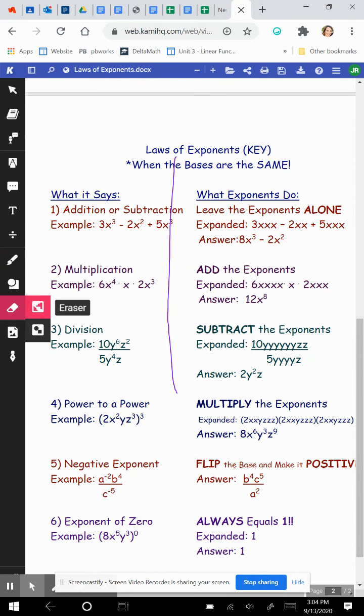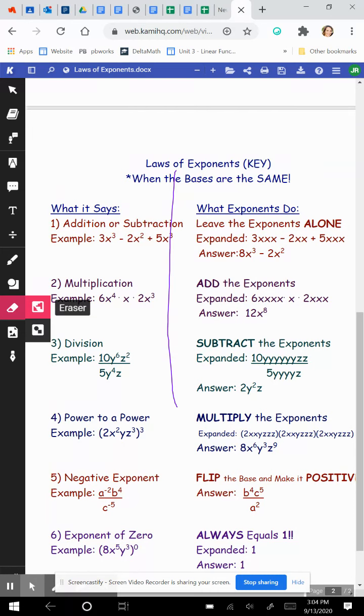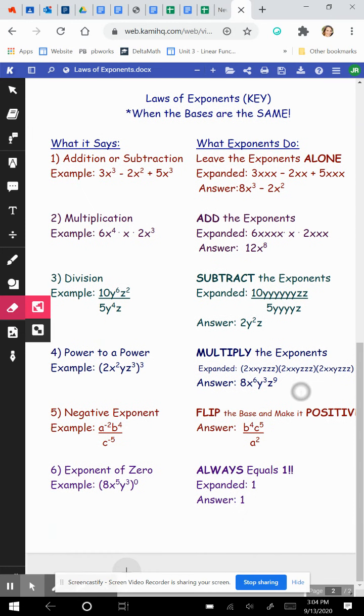Let me just go ahead and erase this. There you go. So you can pause it and see it a little bit neater.